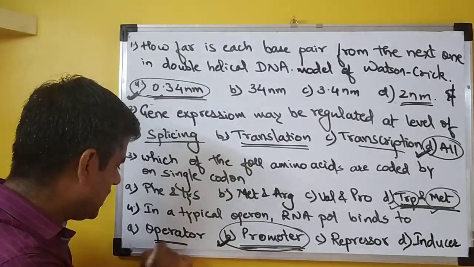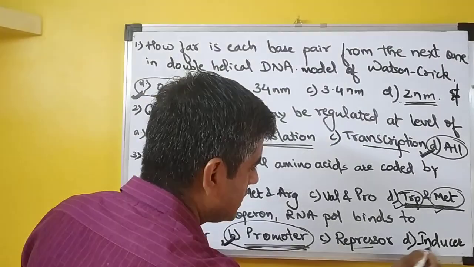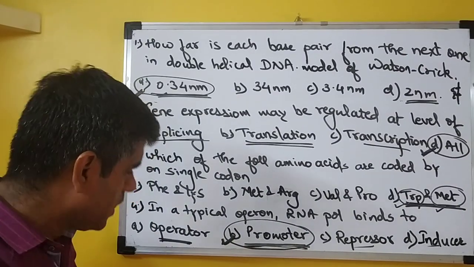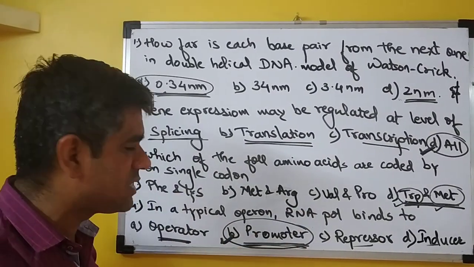We know the operator is the site where the repressor and others go and bind. Repressors and inducers are molecules which come from outside and influence the expression. So in a typical operon model, RNA polymerase binds at the promoter.